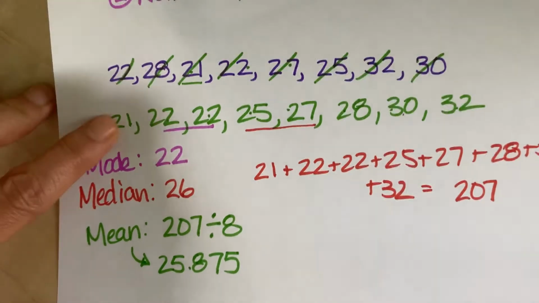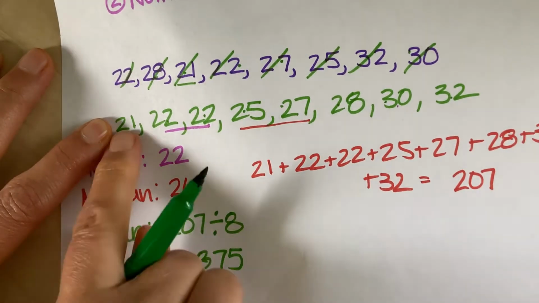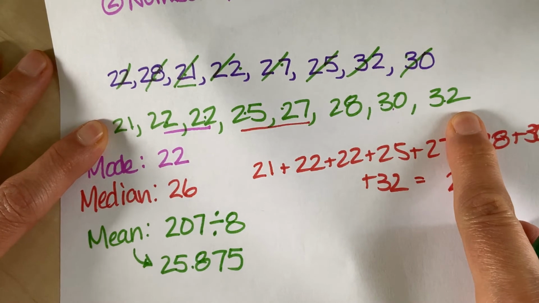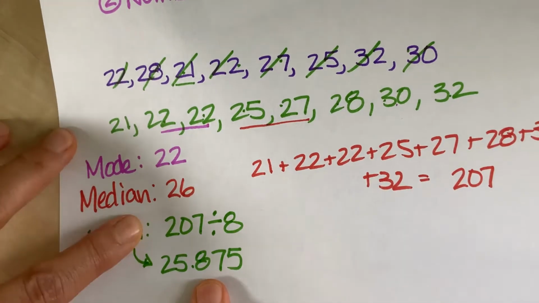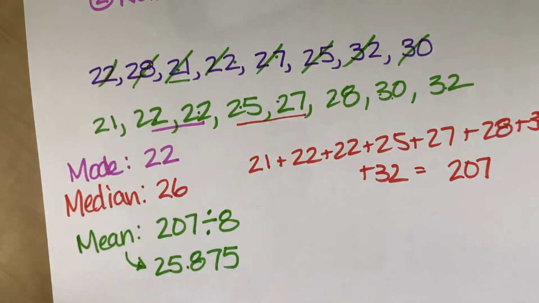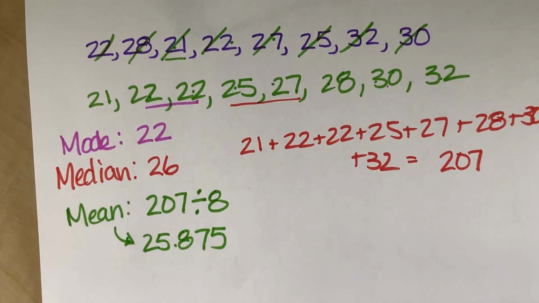Okay, does that fall in my range? Yes, that's what I need to check. Is it between 21 and 32? Yes, it is. And actually, it's really close to my median, so my numbers were spread out pretty well. All right.